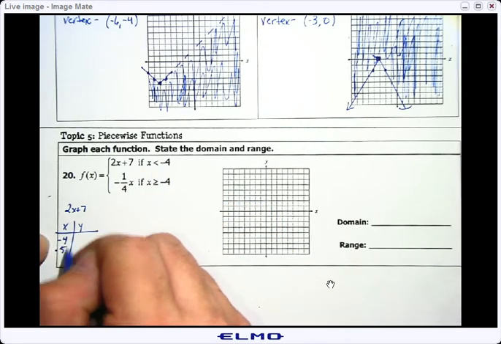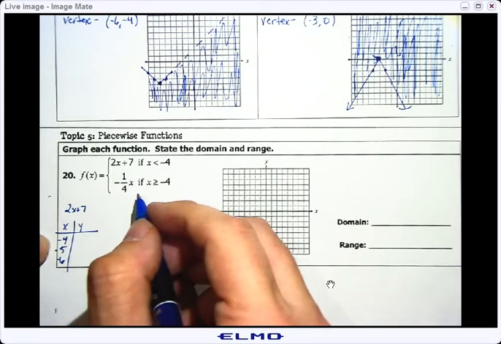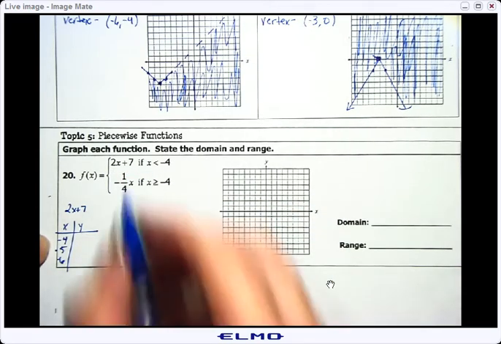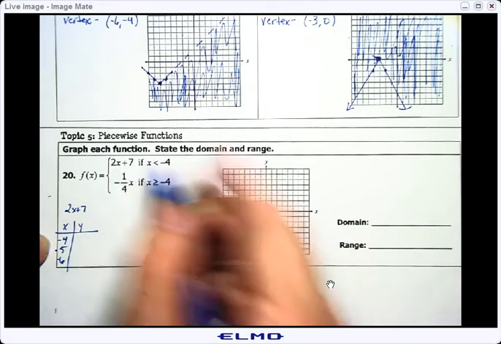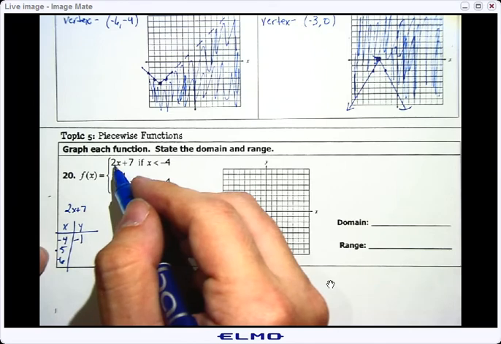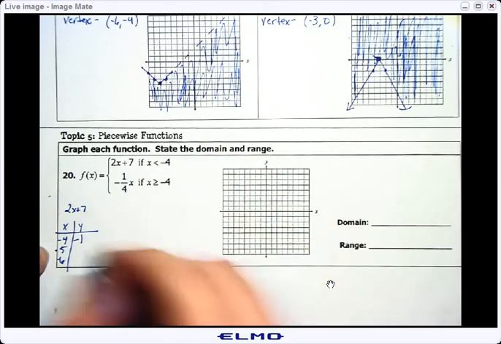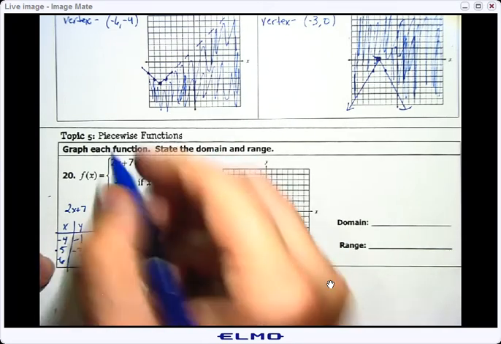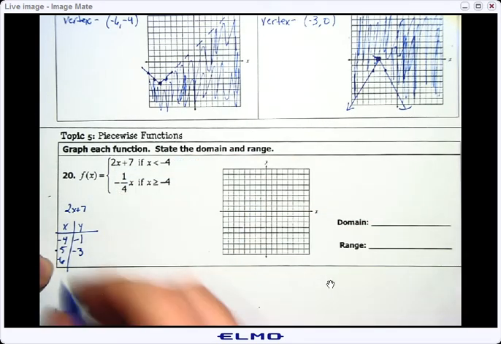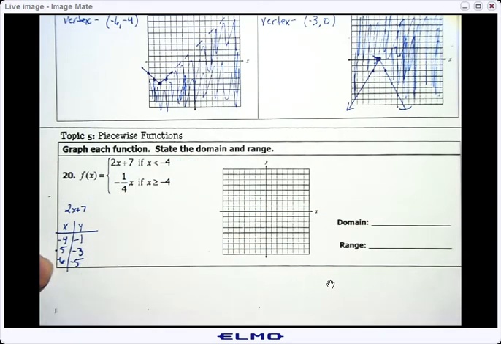So -4, -5, -6. Plug in a -4. That's going to take us down. Let's see, -4 times 2, that's -8, plus 7 is going to give me a -1. Plug in a -5 times 2, that's -10, plus 7 is a -3. Plug in a -6 times 2, that's -12, plus 7, that's a -5.